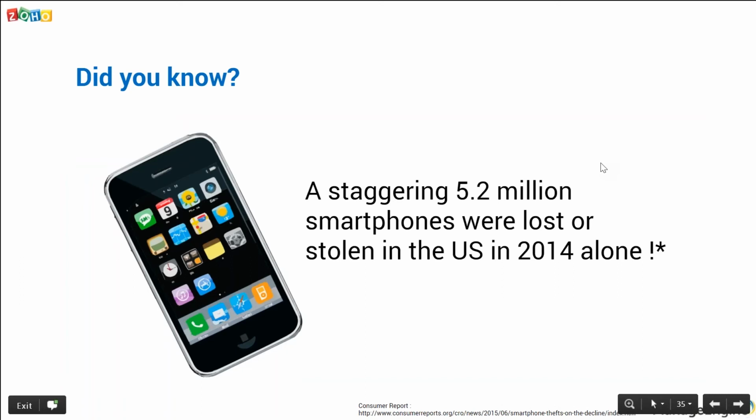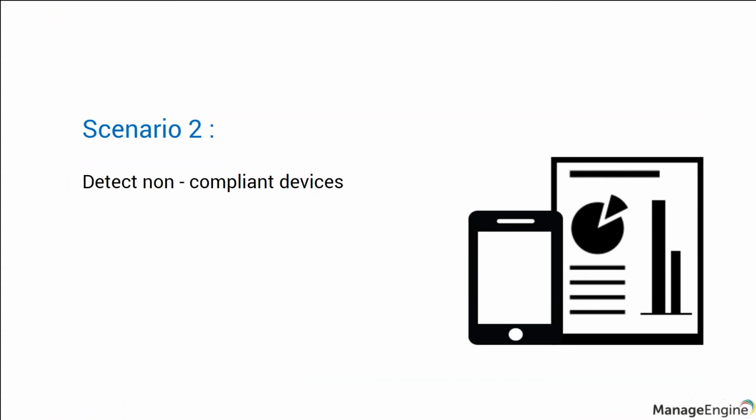All right. So jailbroken iPhones and rooted Android devices always pose a greater threat and risk since they become an easier target for malware and cyber attacks. There have been instances wherein enterprise data was compromised simply due to the fact that employees' devices weren't compliant with the enterprise's security policies. So now there should be some sort of a way to detect whether or not the device is compliant. Mobile Device Manager Plus can solve this. Let's see how.